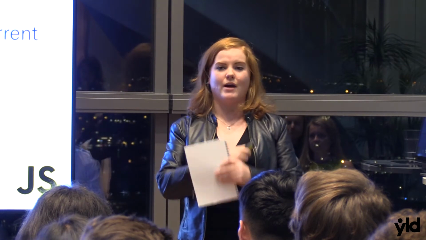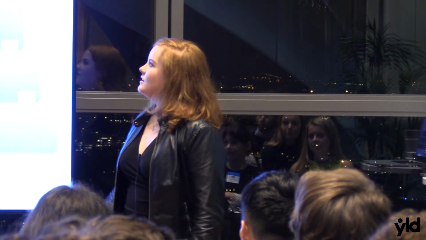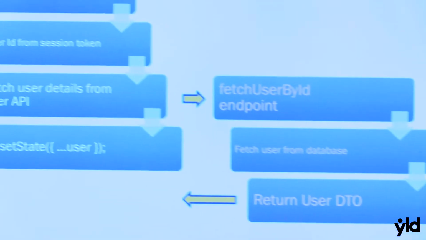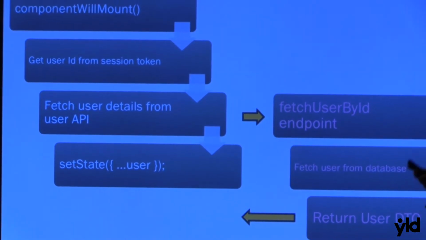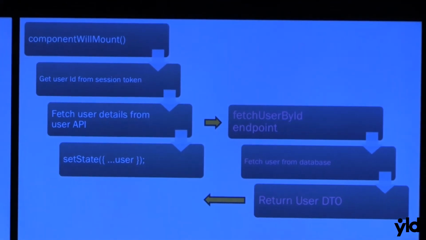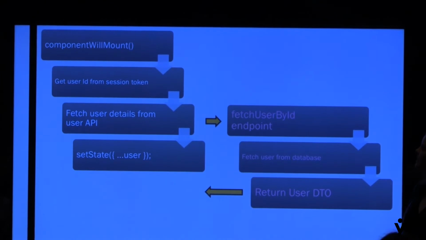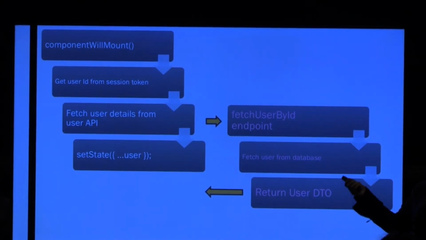So this is very useful when you're making API requests, especially to a backend, and you don't know how long it's going to take, you don't know where it's fetching the information from. In this particular instance, and I'm sure you guys have all seen this before, component will mount, I get the user ID from the session token or whatever, I insert it manually. I fetch the user details from the user API.